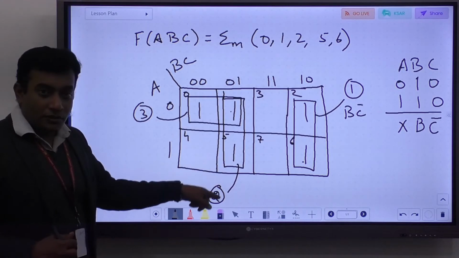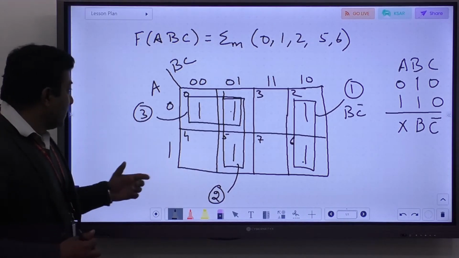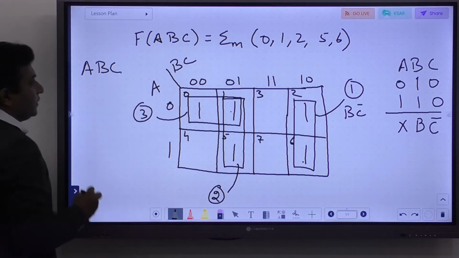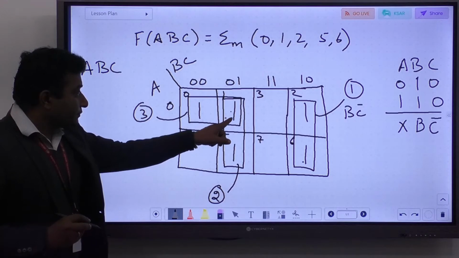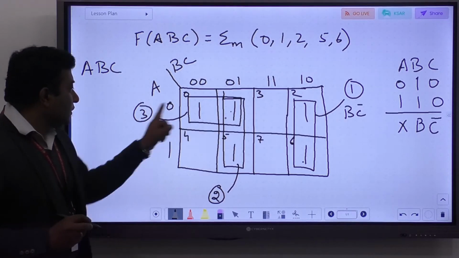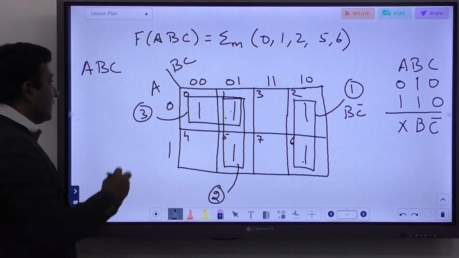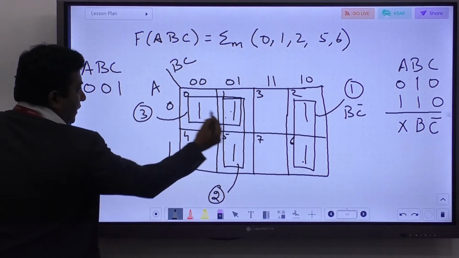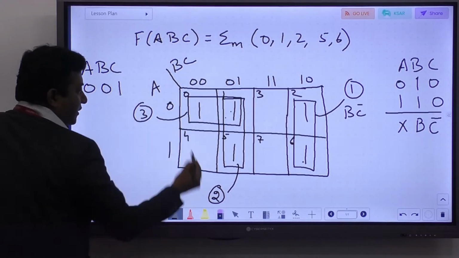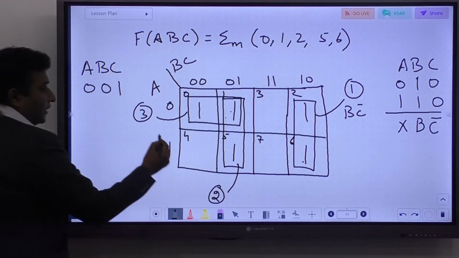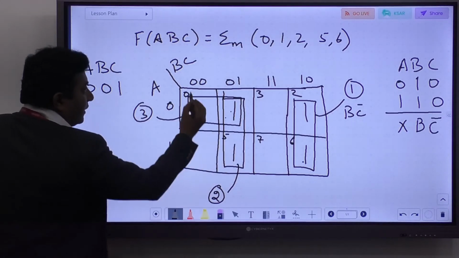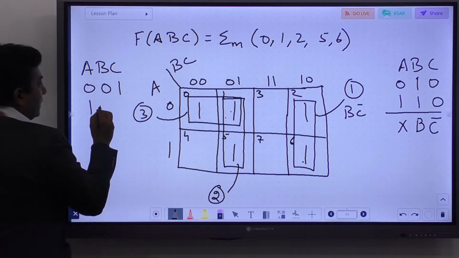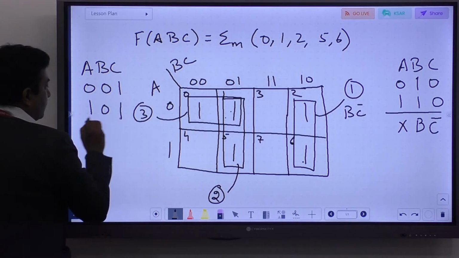So there are two minterms in group 2. We need to write the values again, A, B, C. The first member would have the value 0, 0, 1. A is 0, B is also 0 and C is 1. For this member of the group, it would be A is 1, B is 0 and C is 1.